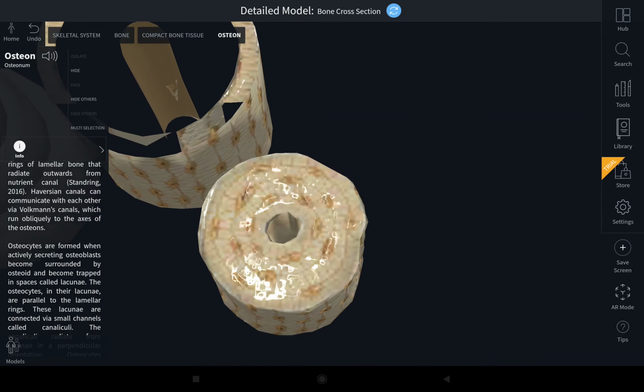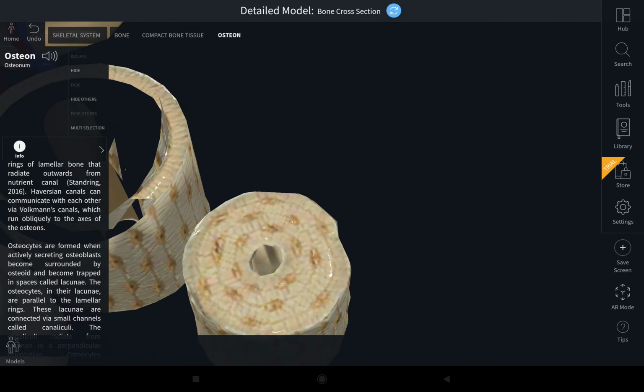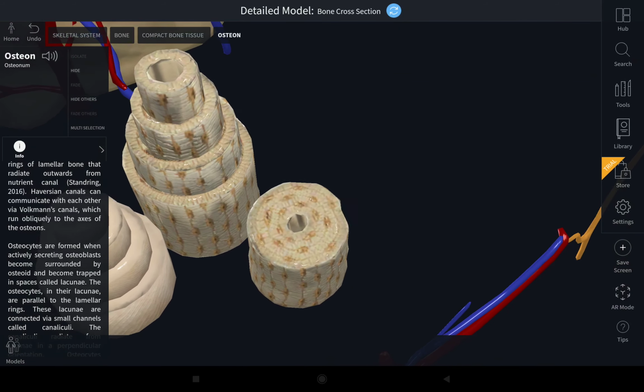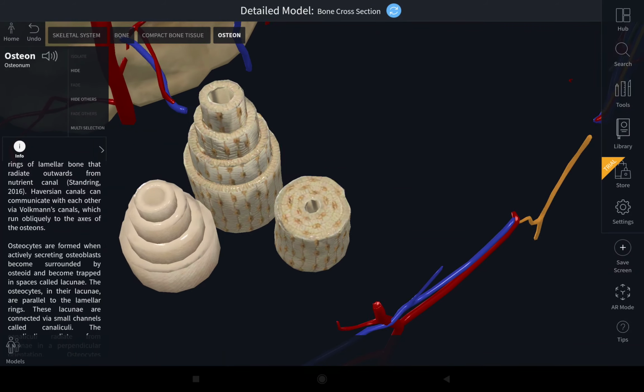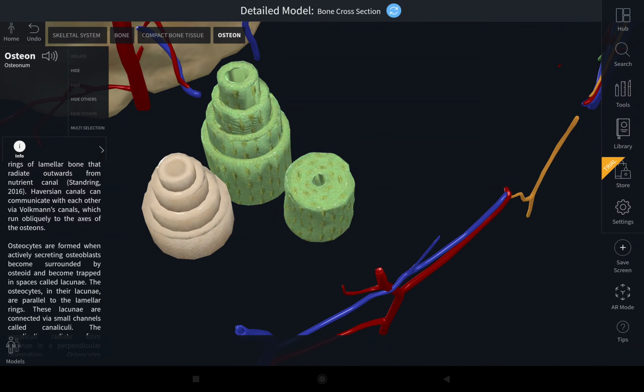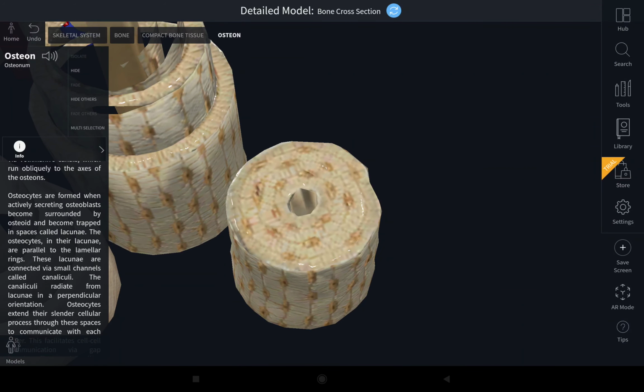These are the osteocytes. The osteocytes in their lacunae are parallel to the lamellar rings. These lacunae are connected by small channels called canaliculi. These are the canaliculi.